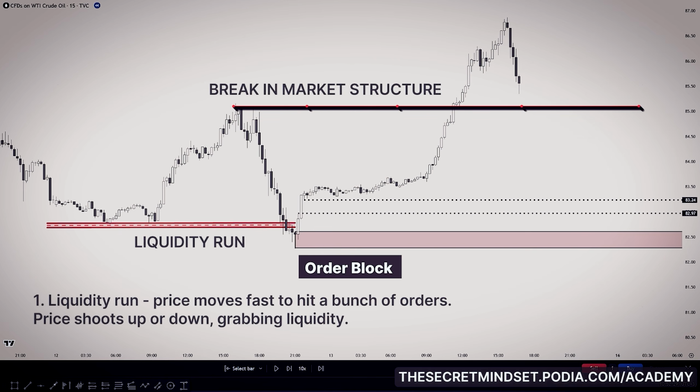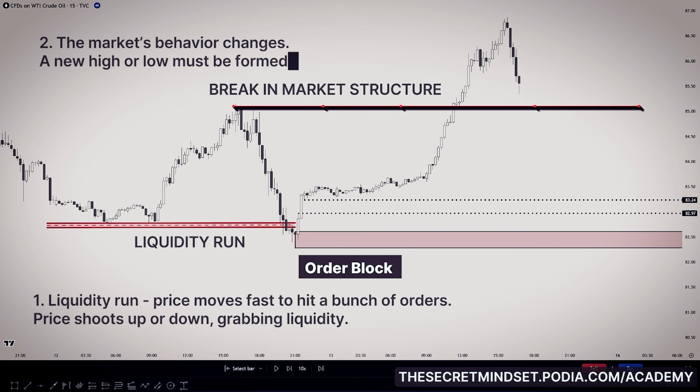Next, we have a break in market structure. This means the market's behavior changes. It could be a shift from an uptrend to a downtrend, or a continuation in the previous trend, or it might be a big move after a quiet period. This break shows something new is happening. A new high or a low must be formed from the order block. Last, the presence of a fair value gap. When you find all three of these conditions together, you've got a high-quality order block. It's like a perfect storm for trading.